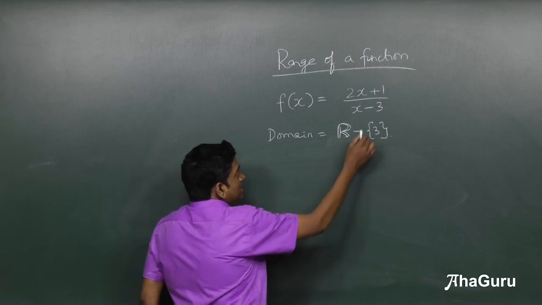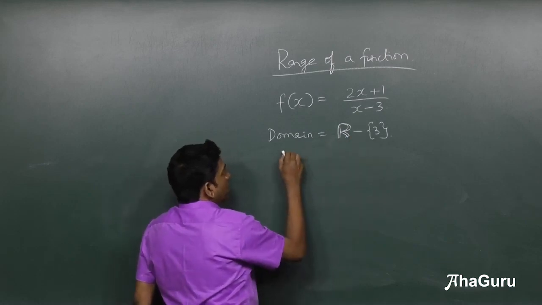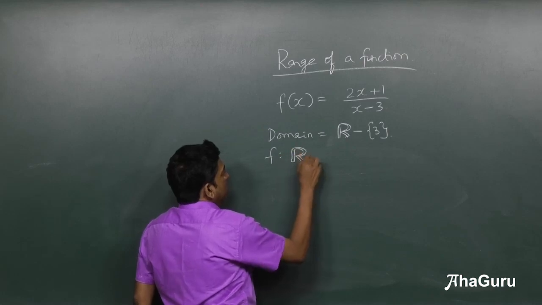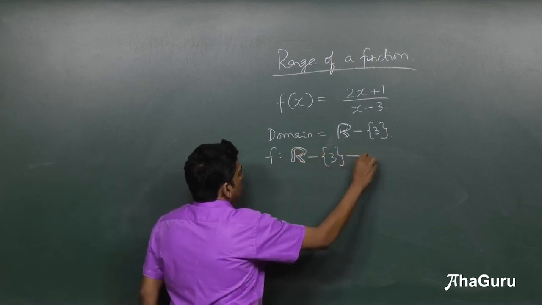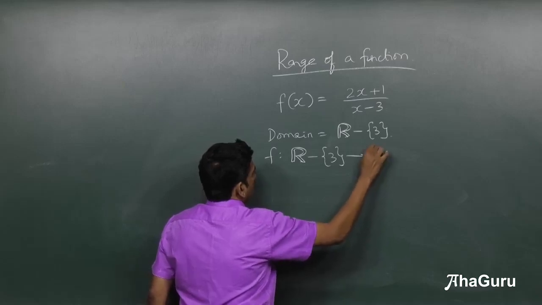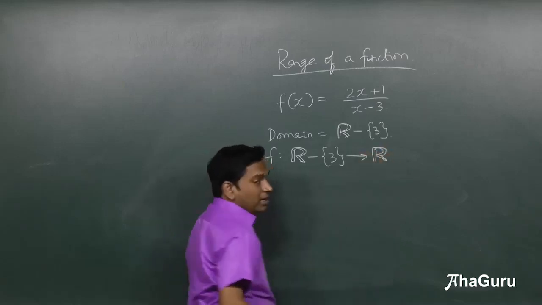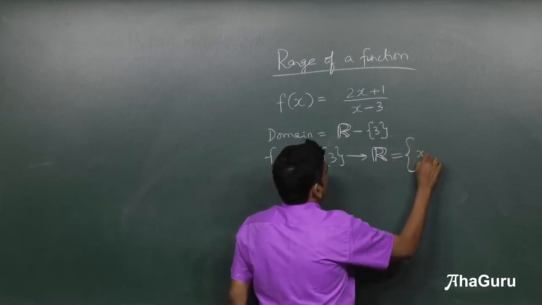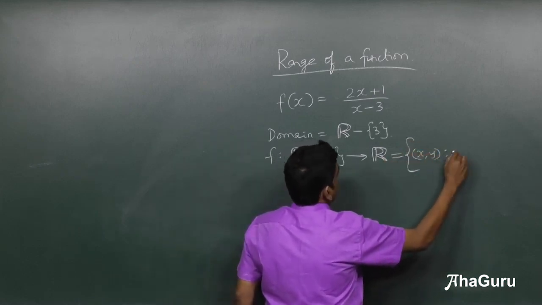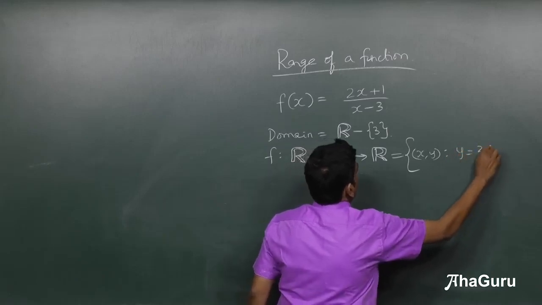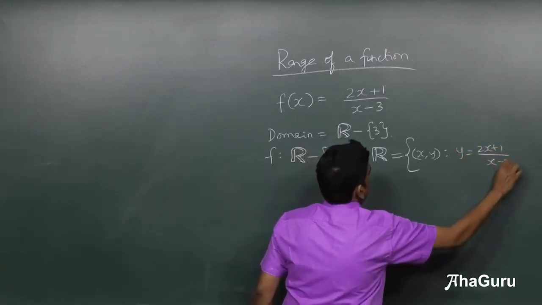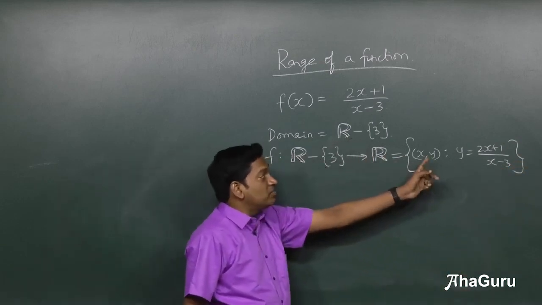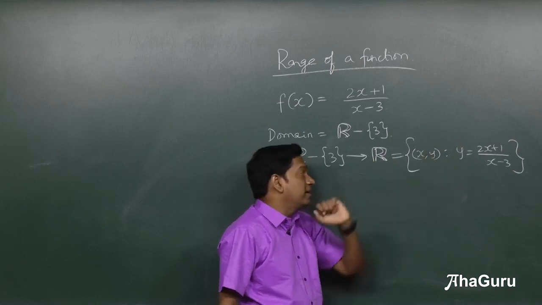Well, the range is the set of all second elements. Okay. Now we can define f from R minus 3 to R, where your codomain is all real numbers, and we can say it consists of all (x, y) such that y is equal to 2x plus 1 by x minus 3. The question is, what numbers will be part of the second element?